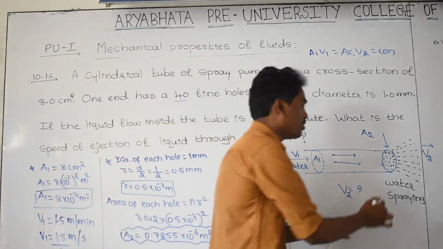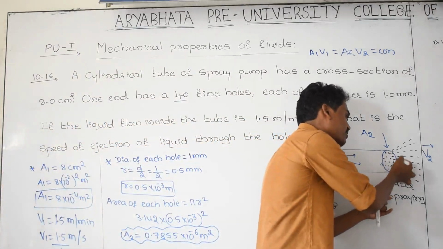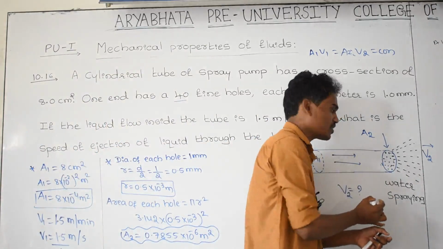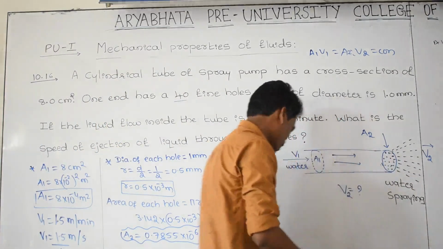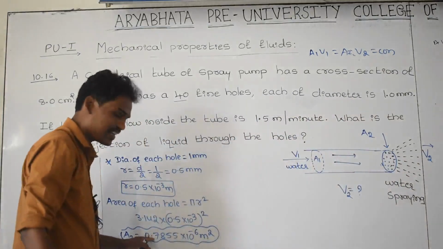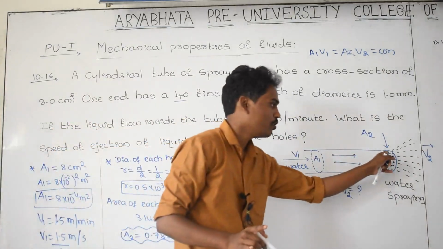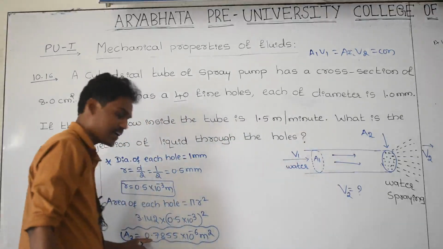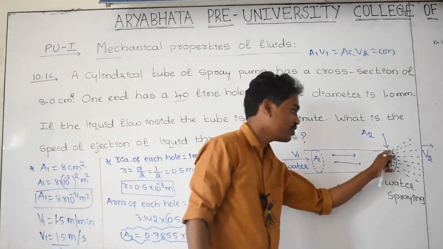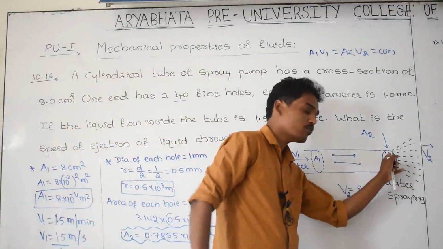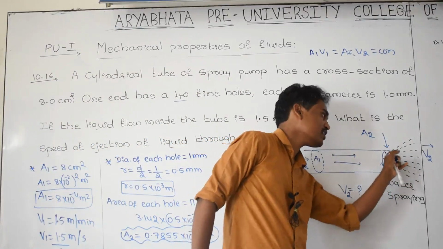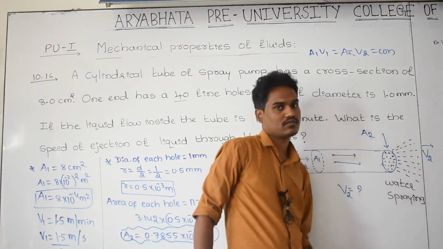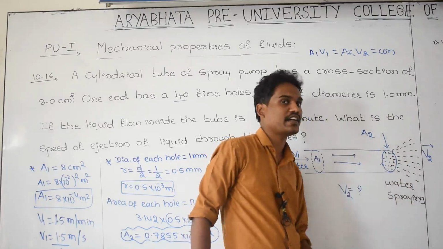I want the area of the total pipe, that is A2. I want the area of the cross section of this pipe. But what I have found out here is the area of just one hole. If I want the total area of the pipe, I have the area of one hole, and there are 40 such holes. If we get the area of all 40 holes, we get the total area of the pipe, since all the holes are identical.